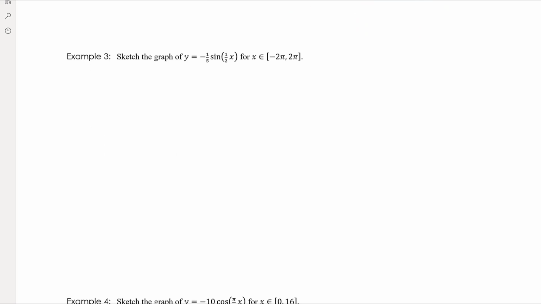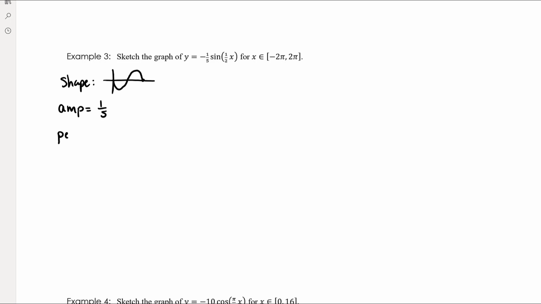Okay, sketch the graph of y equals negative 1/5 sine of half x. So the negative out the front means that our shape is a reflected sine graph, so it's going to go down first and then up. It's one complete period. Our amplitude is 1/5.